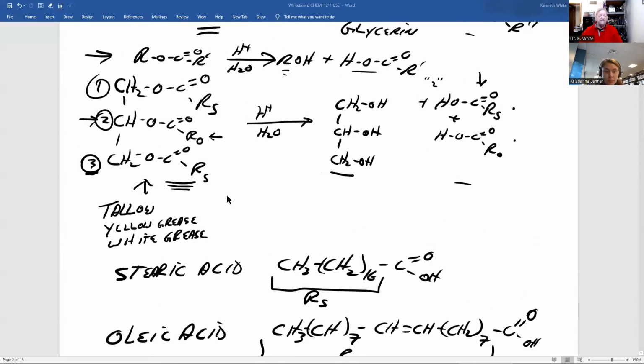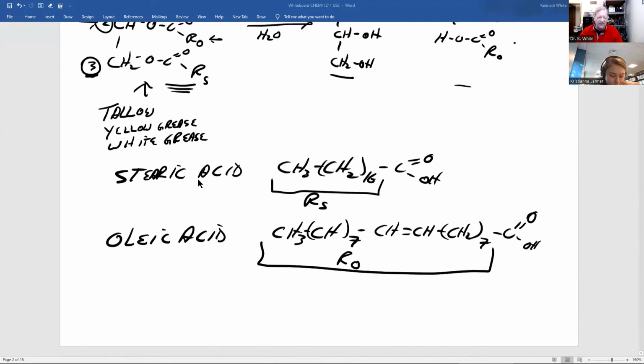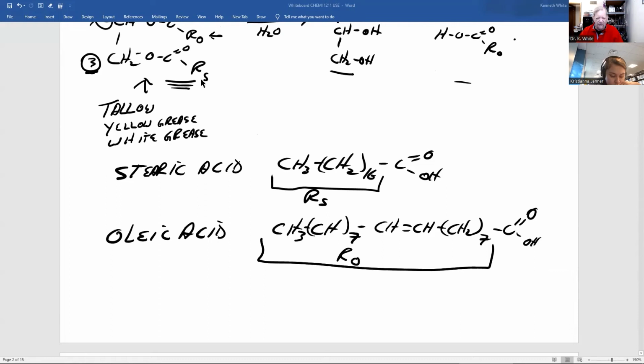Hi, all my students. All right, we're talking about fats and oils and how to draw a representation of tallow, yellow grease, and white grease. You have this triglyceride where one of the R groups is R sub S, the other is R sub O, and the other is R sub S. You could have done 2 O and 1 S, but this way I get my joke in, SOS, which the students are saying, help, no. But anyways, remember, R sub S means this part of stearic acid.